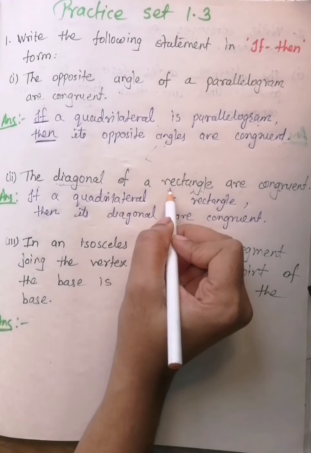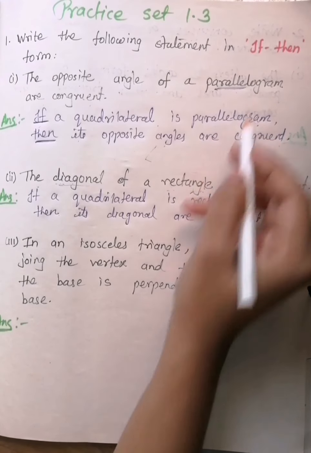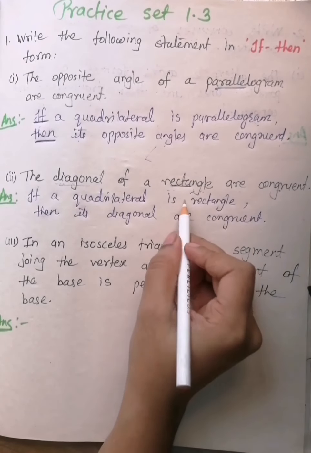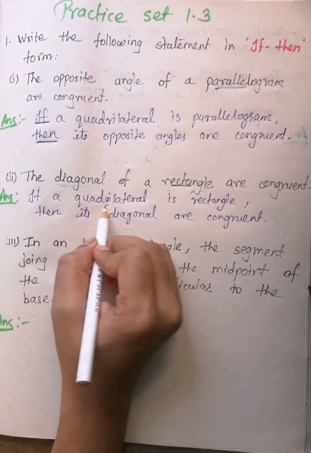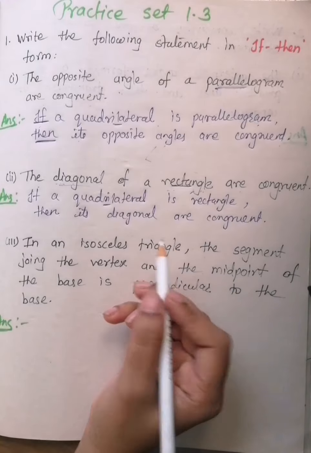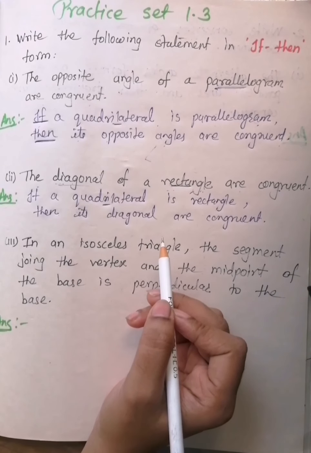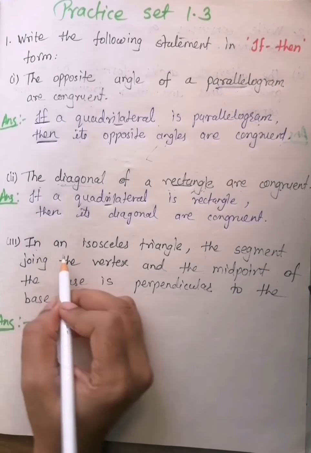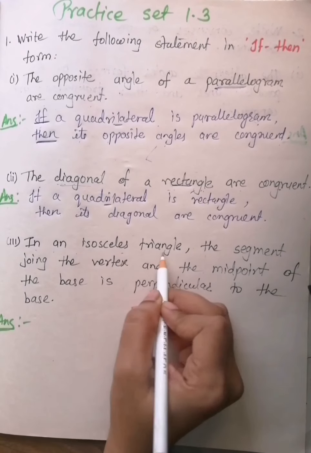So you have to remember that if we have a parallelogram, rectangle, or square, start with: if a quadrilateral. Why quadrilateral? Because they have 4 sides. A rhombus also you can call a quadrilateral. Clear? Now next, in an isosceles triangle.